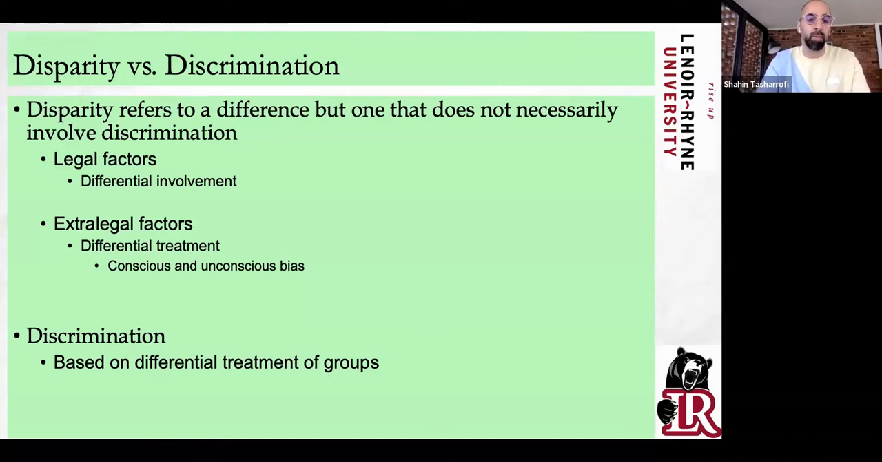However, there might be some signs that extra legal factors also are determinants of the case outcome. Extra legal factors include things like race or gender. Extra legal factors should not really affect the case outcomes. If there is evidence to show that extra legal factors matter and they do impact the outcome of the case, then we can conclude that there is differential treatment in the system, whether it is based on conscious or unconscious biases. And this would be the definition of discrimination: different types of individuals are being treated differently compared to others.